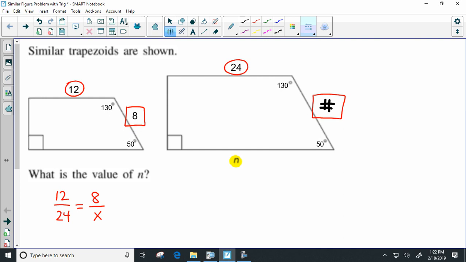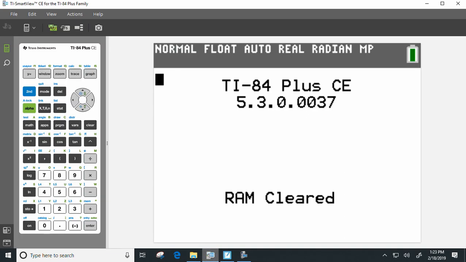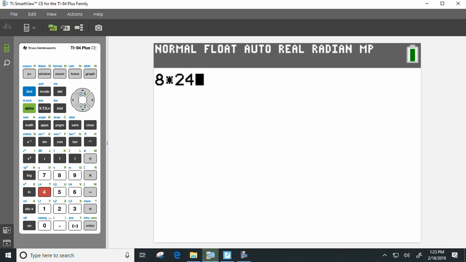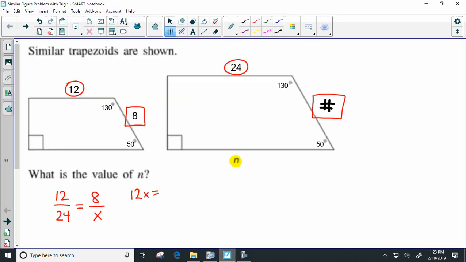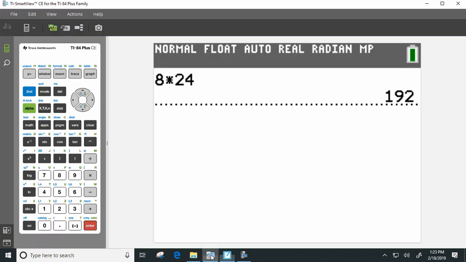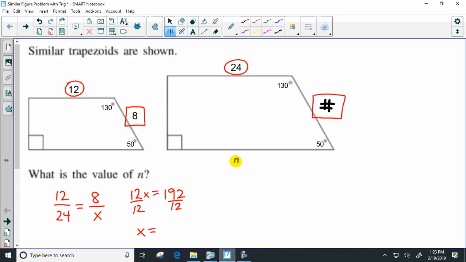When I cross multiply, I have 12 times x is 12x, and 8 times 24 is 192. Then I'm going to divide both sides by 12. And I'm going to find x, divided by 12, to be 16. So that means this side over here is 16.